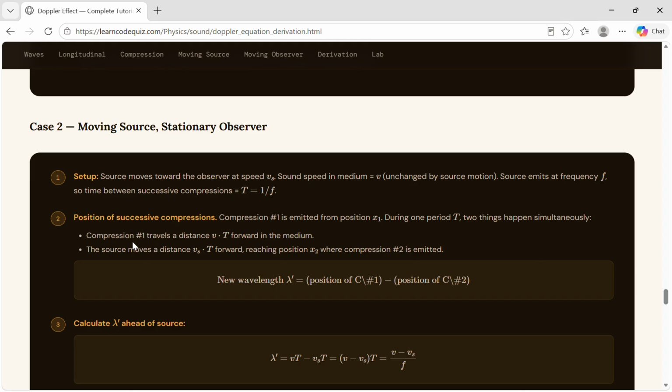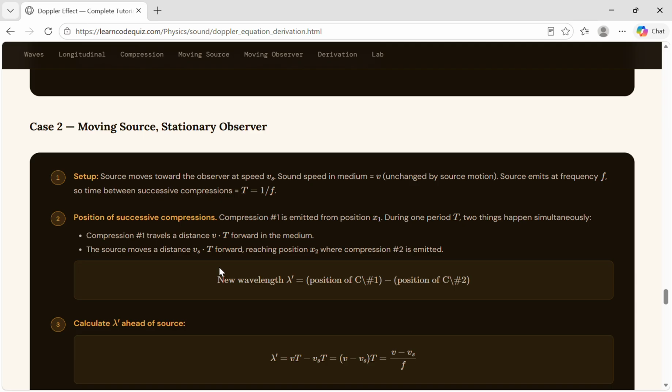The compression 1 travels a distance Vt. Let's say for a time t, once the sound waves are released, compression 1 travels a distance Vt. For the next compression, for the next wave to come, the source is also moving. So the source moves with a velocity Vs for the same time period t. The source has moved Vst.